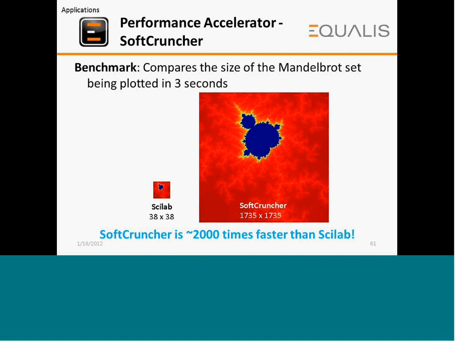Soft Cruncher is a performance accelerator function which can compare the size of the Mandelbrot set being plotted in 3 seconds and is 2000 times faster than Scilab.